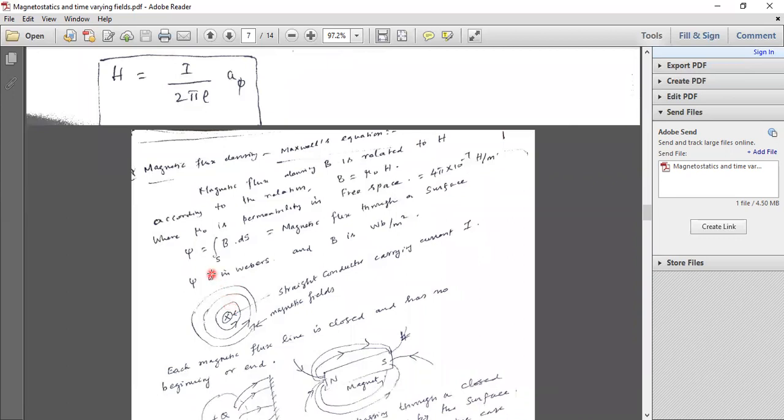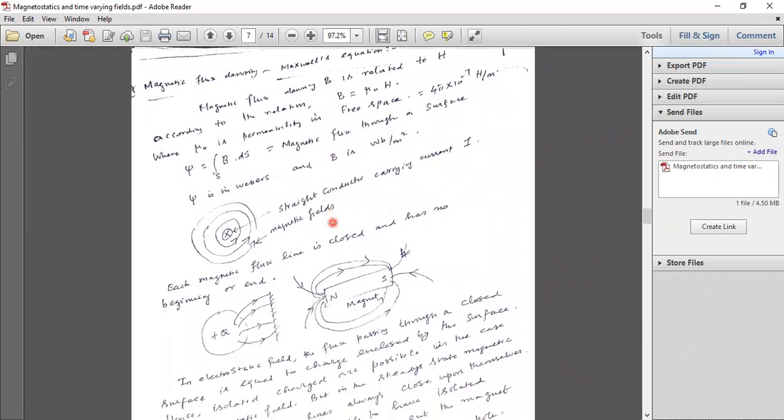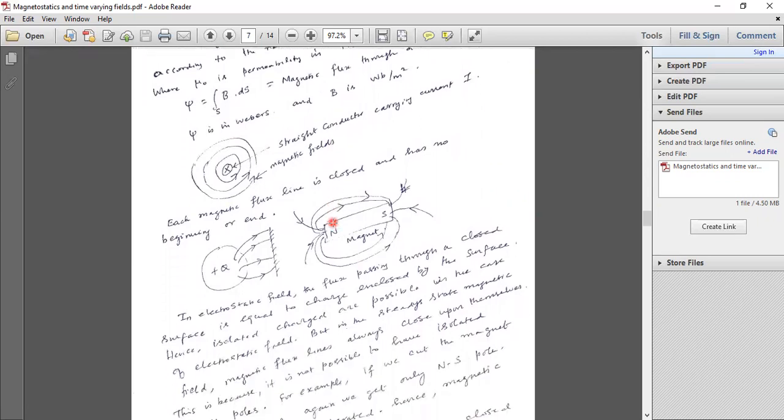Psi is the flux linked with that surface, the flux crossing that surface. Psi is measured in Webers, and Webers per meter square is the unit for magnetic flux density. How many flux lines cross per unit area is given by the magnetic flux density. Now we compare electric flux density and magnetic flux density, and we will arrive at some conclusion.